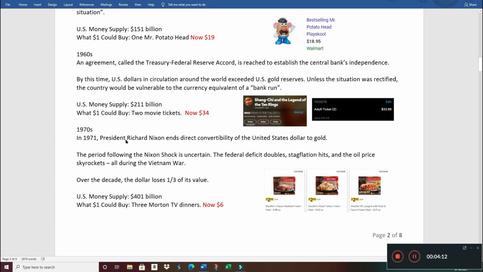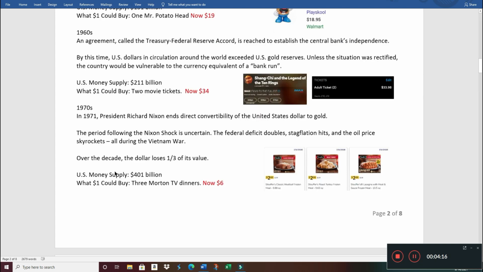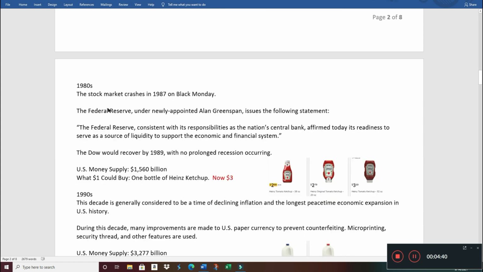So then 1971 is when Nixon ended the direct convertibility of the US dollar to gold for international trade, and the money supply doubled. You can see we went to 401 billion. So $1 could buy 3 Morton TV dinners, and now it's roughly $6. But again, they don't tell the size. I don't know if there's shrinkflation involved in here or not, but it looks like $6.